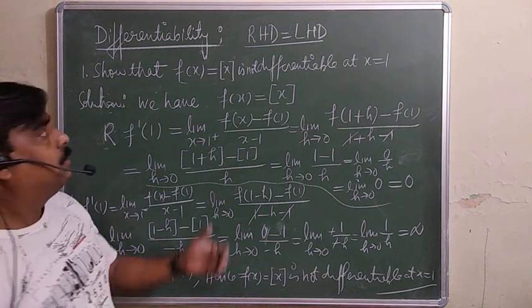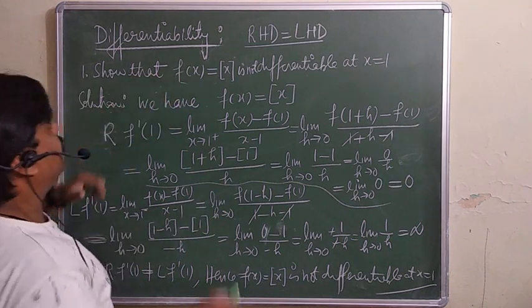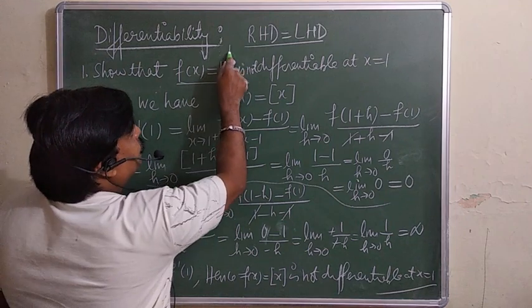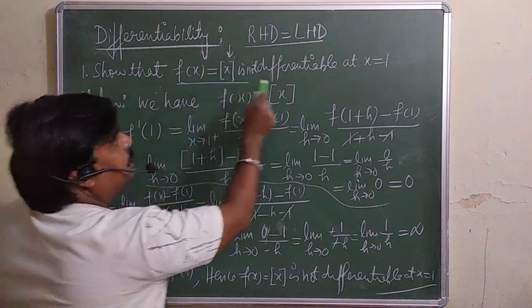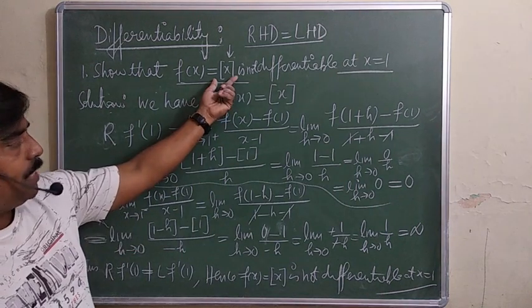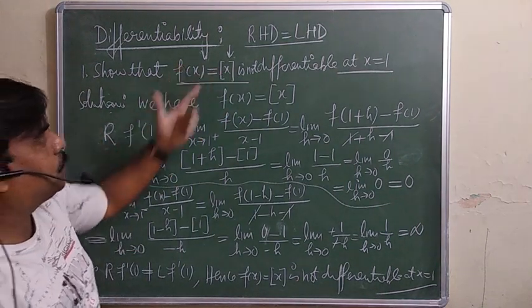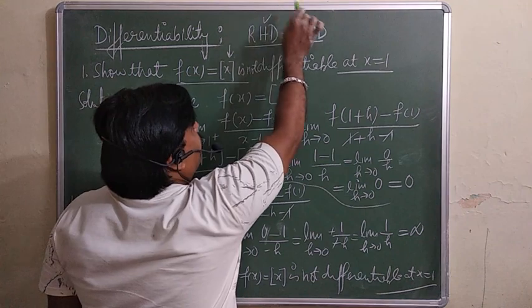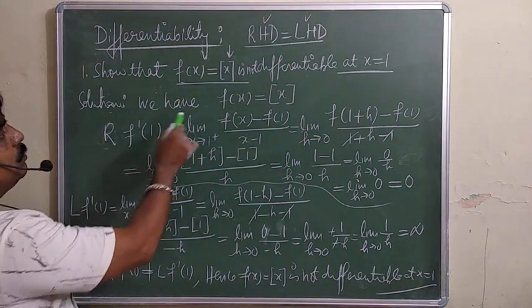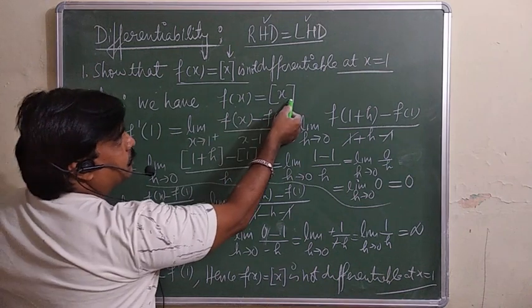One more question we are taking. We are supposed to show that f(x) equal to the greatest integer function is not differentiable at x equal to 1. So you are supposed to check again that the right hand derivative and the left hand derivative must be equal. So your function is f(x) equal to this one.